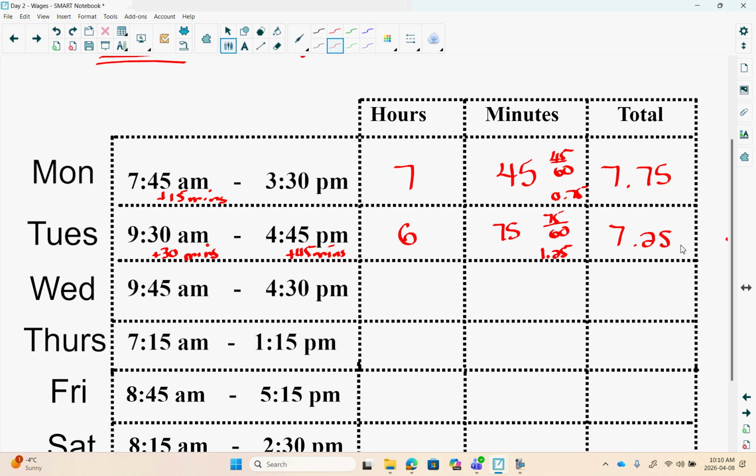7.25. Now, if you don't want to do it that way, if you want to just go 9:30 to 4:30, that's fine. Okay, look at 9:30 to 12:30 would be 3 hours, to 4:30 would be 4 more hours. So this would change to a 7. And then this would go to 15. 15 over 60 is 0.25. 7 plus 0.25 would be 7.25. That is perfectly fine. It's up to you.